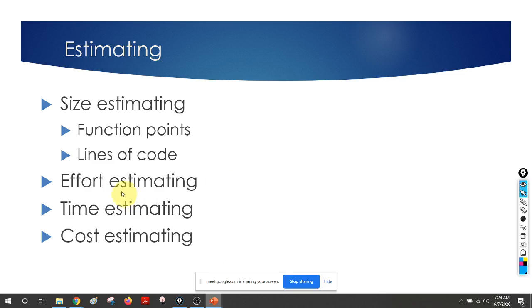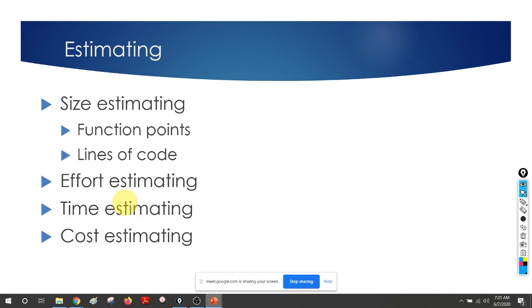Then you have to do the time estimation. For that you have to identify the dependent tasks. Of course, the time management we are going to do in your project management subject. There we are going to discuss how to do those things, right? Estimate the time.